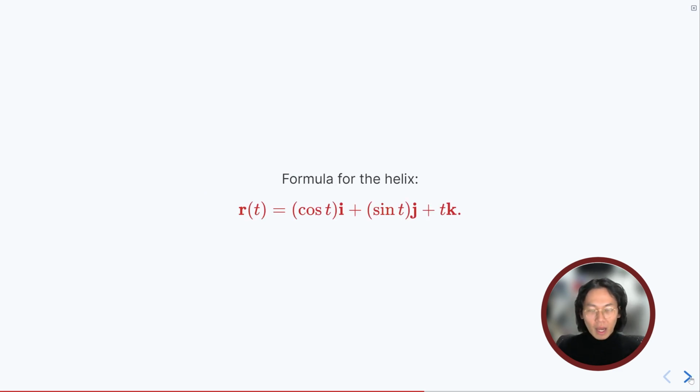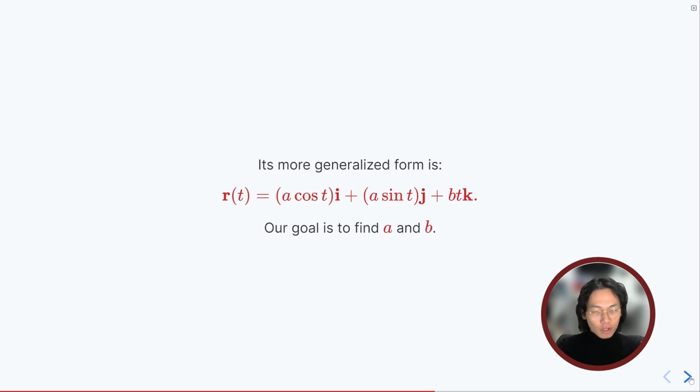So just a recap of the helix. This is the formula of the helix function. Actually, it has a more generalized form: a cosine t, a sine t, bt. a and b are real numbers. Intuitively, a represents the radius of the helix if we look from top to bottom, and b represents how tight or loose the helix is. This is what the b value represents.